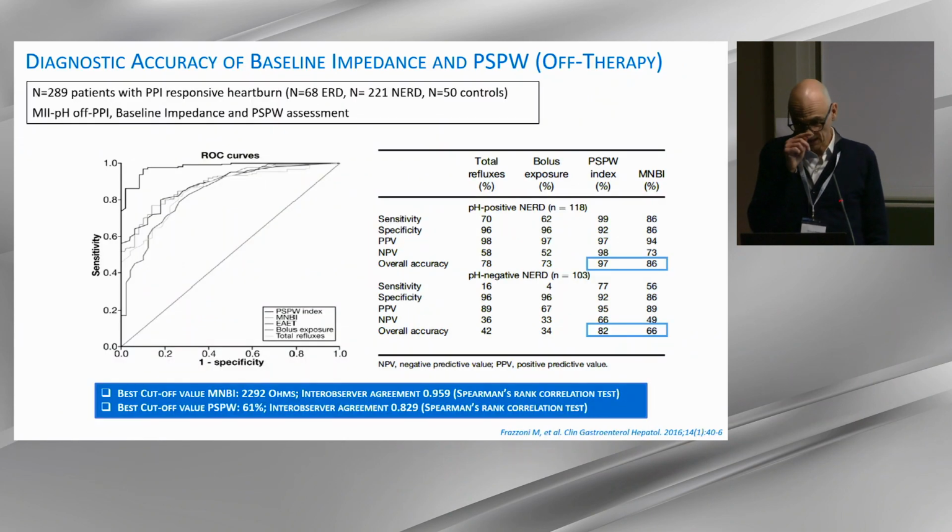Another interesting study, the first study that enrolled only patients on PPI treatment, all of them responsive to PPI, a large number, 289, divided into patients with erosive GERD, non-erosive GERD, and controls. Both PSPW and MNBI were able to differentiate patients with positive NERD from those with negative NERD.